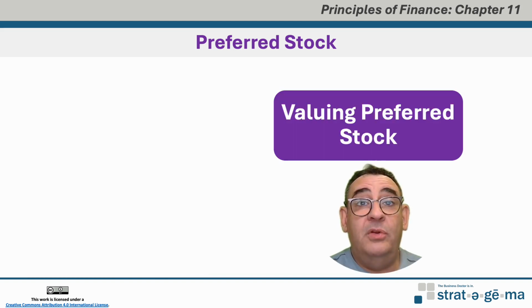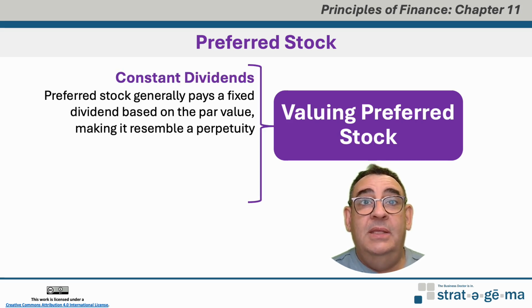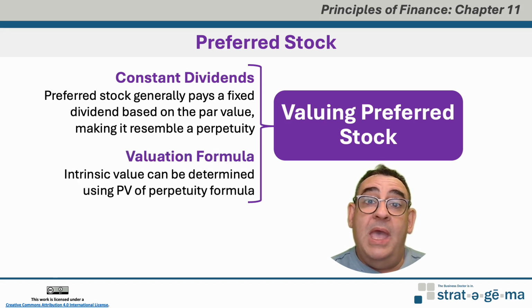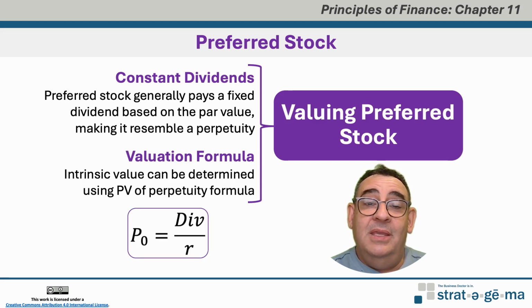So how do we value a preferred share? Really easy, actually. Preferred shares pay a constant fixed dividend that's based on its par value. So if the par value of the stock is $100 and it pays a 5% dividend, it's going to be paying a $5 dividend every year. Could pay it semi-annually. As a result, what you have is a perpetuity. So the valuation formula is really a perpetuity formula. So we can say that the price P0 of a preferred share is the dividend D over R.